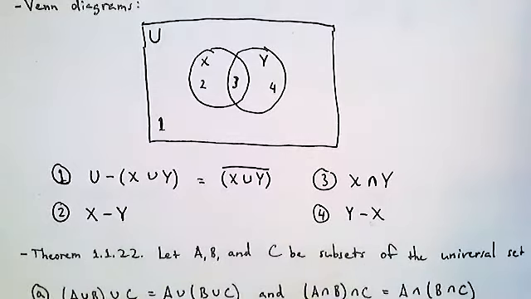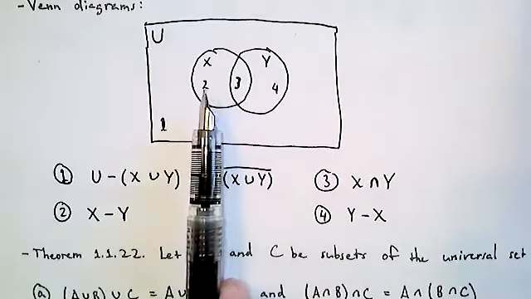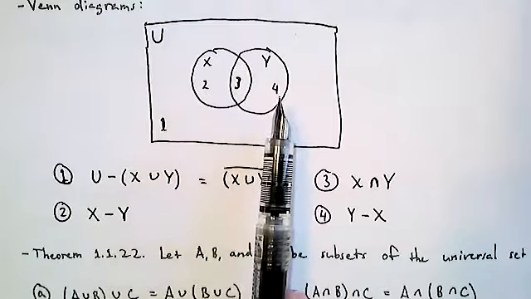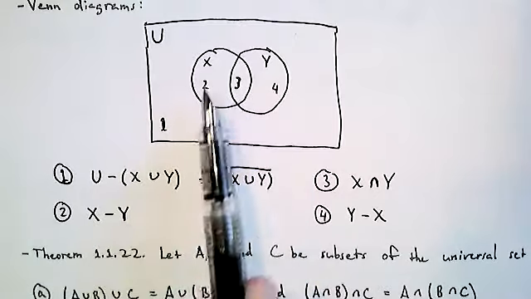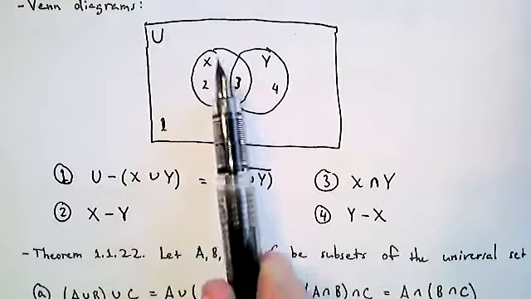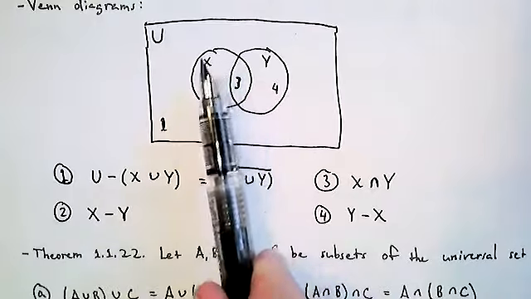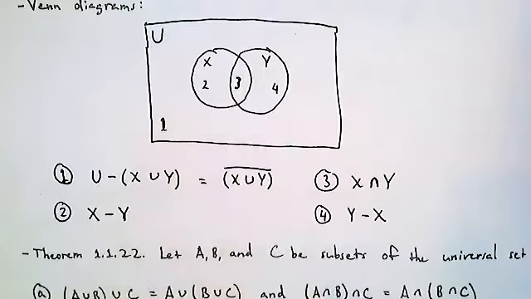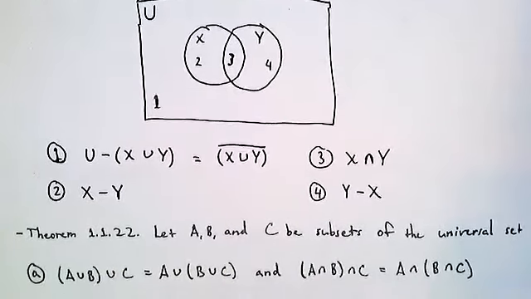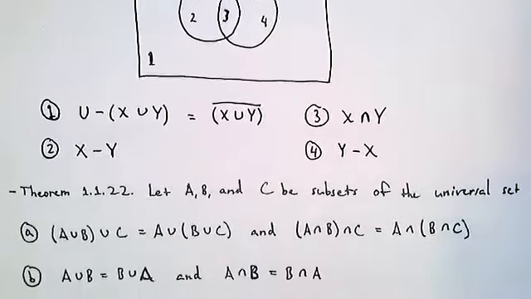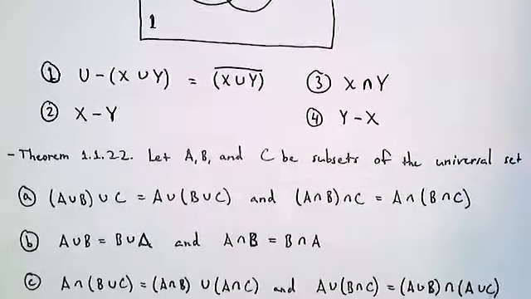And then we had a few other sets for 2, 3, and 4. So like x minus y, the elements of x that aren't in y would be this one, 2, and so on. And then that's where we stopped last time.